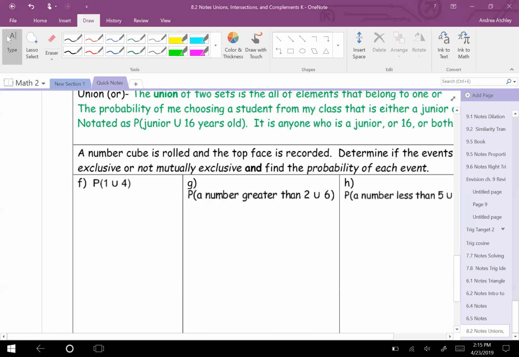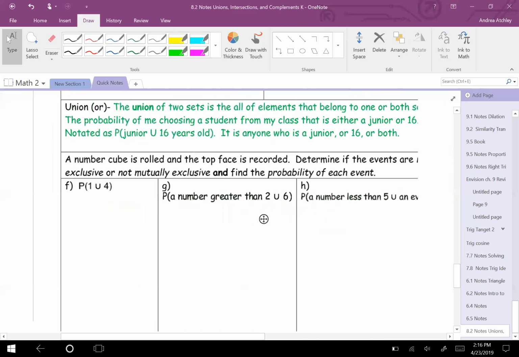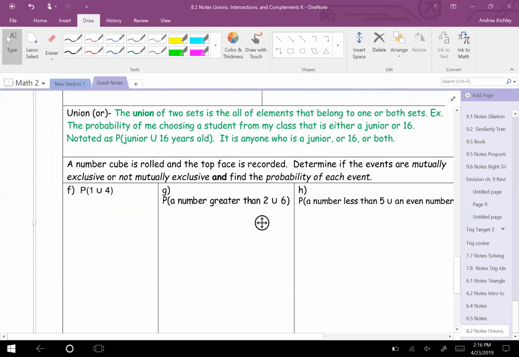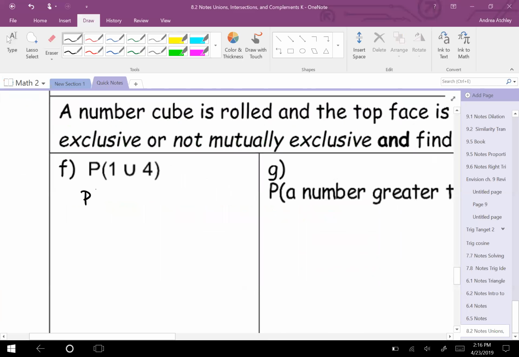Okay, so if on a number cube the top face is recorded, determine if the events are mutually exclusive or not mutually exclusive, and find the probability of each event. So the probability of 1 or 4. Can I roll a 1 or a 4 at the same time? No, I can't. So this is mutually exclusive.